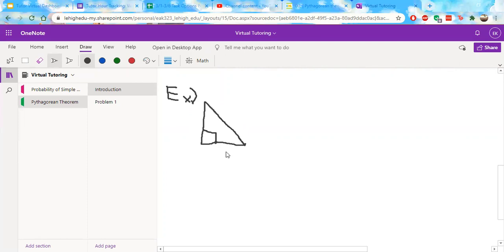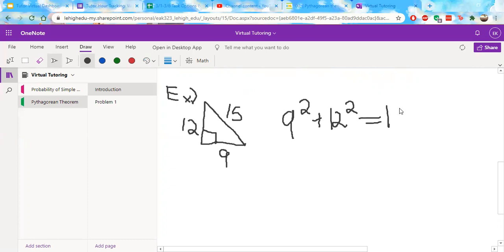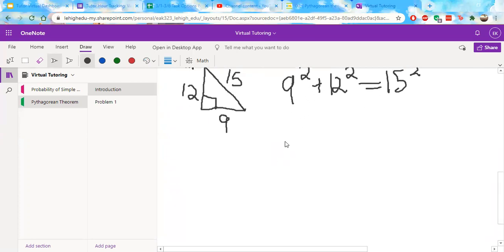All right. So this side is 9, 15, not 16. I think I said 16 a second ago. 9, 12, 15. All right. So we have 9 squared plus 12 squared equals 15 squared. All right. Let's make sure this is true. So 9 times 9 is 81 plus 12 times 12 is 144.